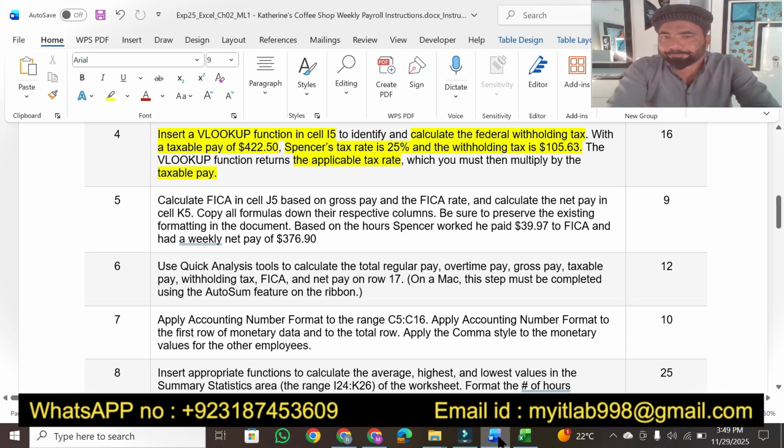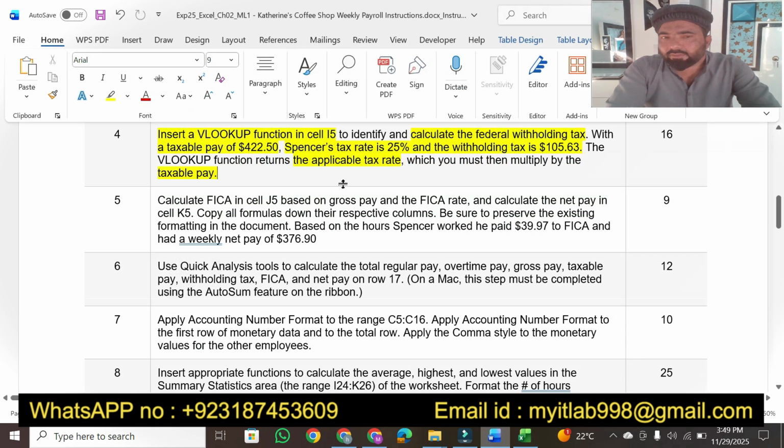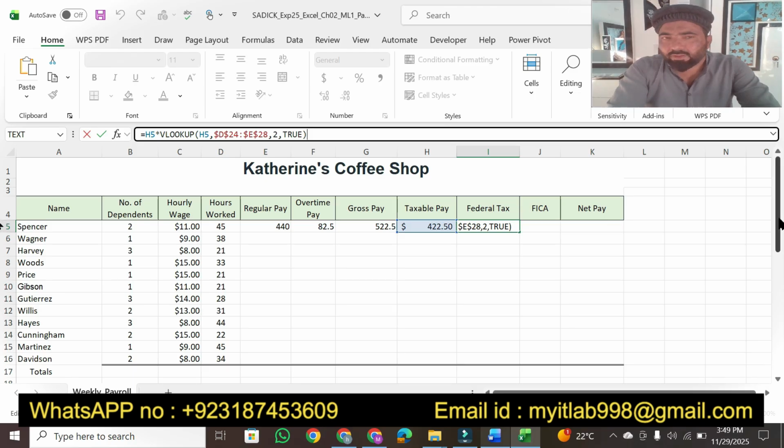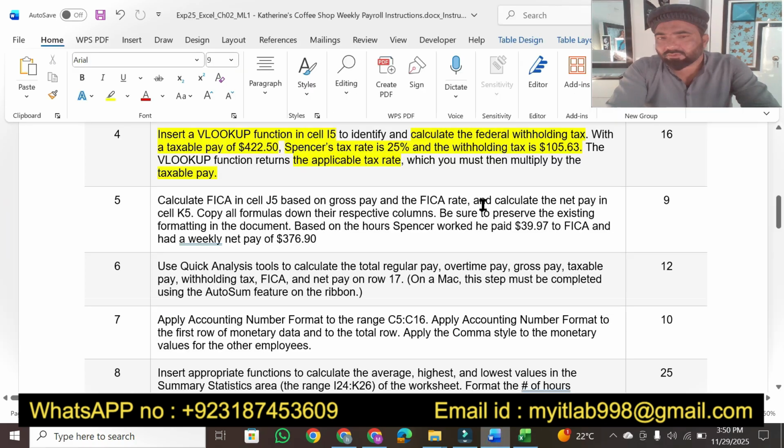Then we have to calculate federal withholding tax with a taxable pay of 422.50. That's why we just focus on H5. Then there is sponsor rate 25% and withholding tax 105. The VLOOKUP function returns the appropriate tax rate. So we have to move toward there and we just select this taxable rate here, then 2, that will return the second column, mean this one. Then after that we have to read this line, which you must then multiply by taxable pay.